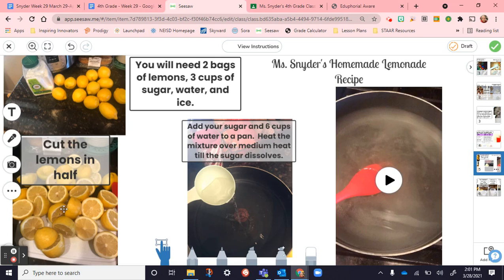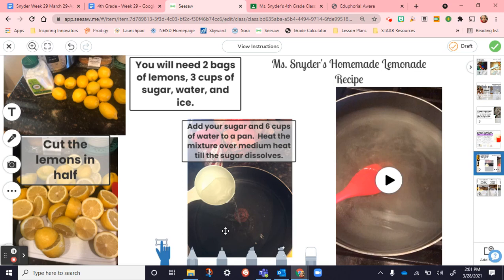You're going to cut all your lemons in half. Then you're going to add your sugar. So you're going to get your 3 cups of sugar and 6 cups of water into a big pan, and you're going to heat that mixture. It's a mixture because it's got the two things. You're going to heat it over medium heat, so have an adult help you, please, or get permission first. And you're going to stir it.